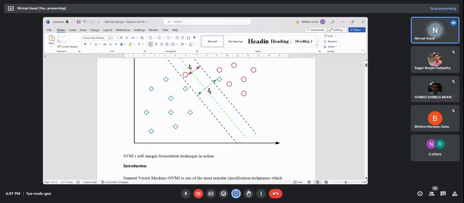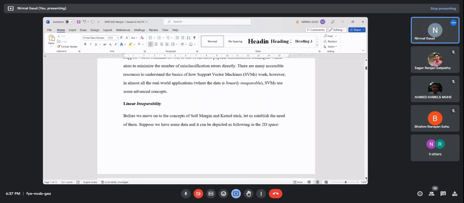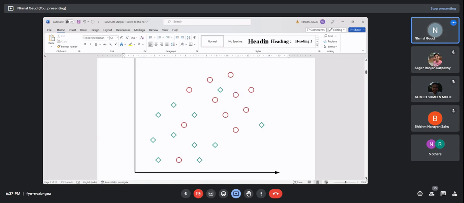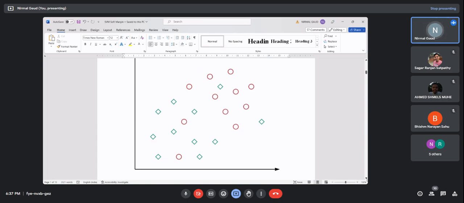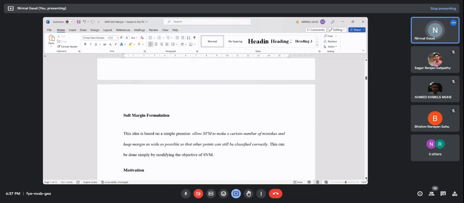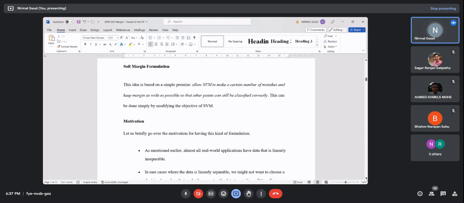So what we studied in the previous class, these are the basic concepts, and here is the problem statement. For example, your data points are organized in such a way and you need to separate them, and if you make a line, obviously there will be many misclassifications present here. So what can be done? What is the choice?